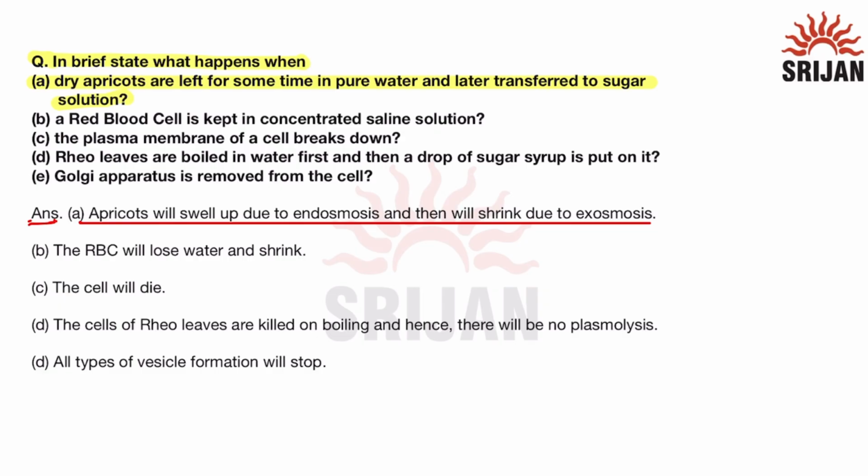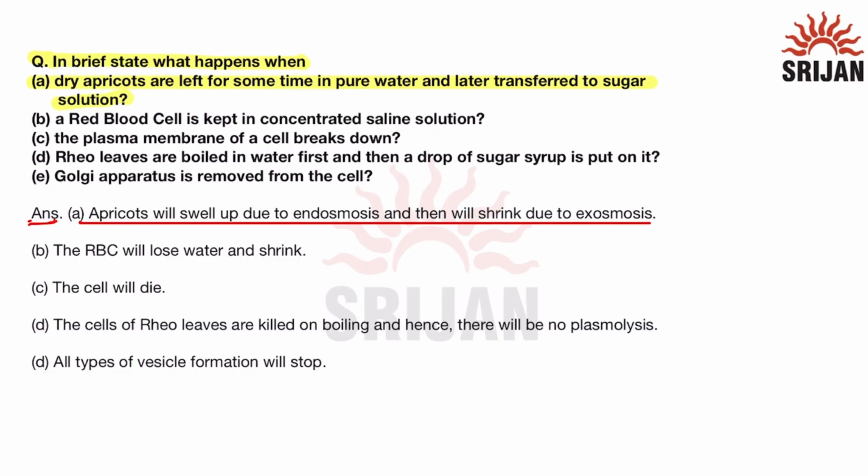So when the dry apricots are transferred to the sugar solution, the solute concentration in the sugar solution will be high and water will be less, and water inside apricots will be high, so water will move from higher concentration to lower concentration. That means water will move out of the cell, due to which the cell will shrink and exoosmosis will happen. That means that water will come out.